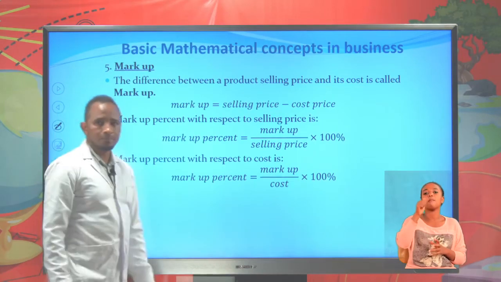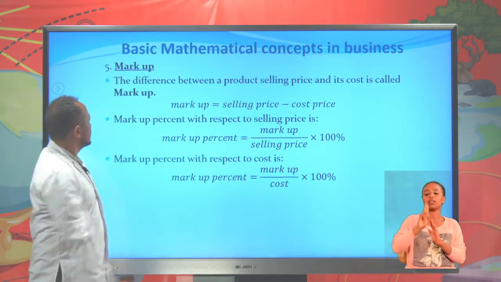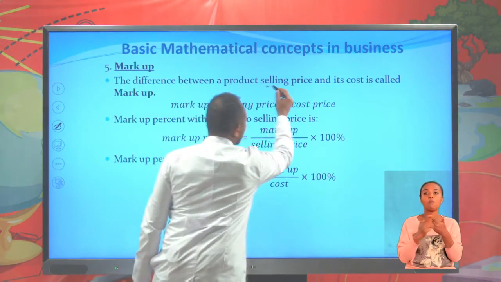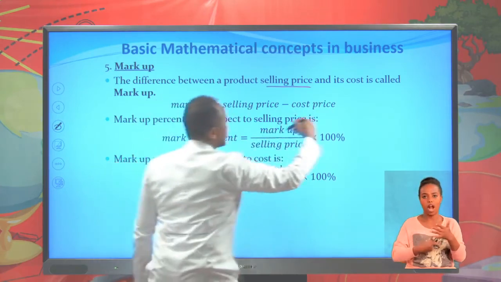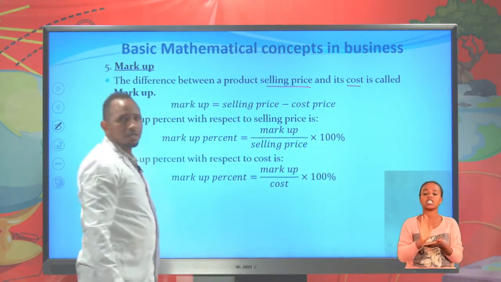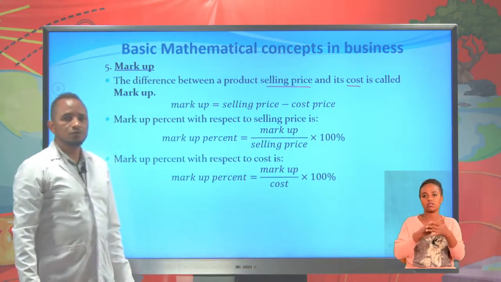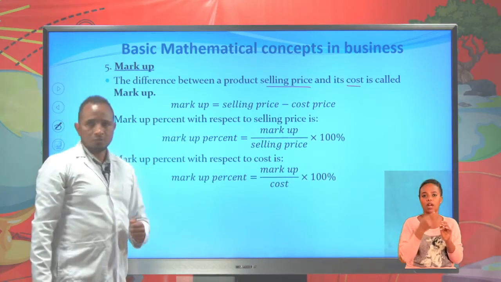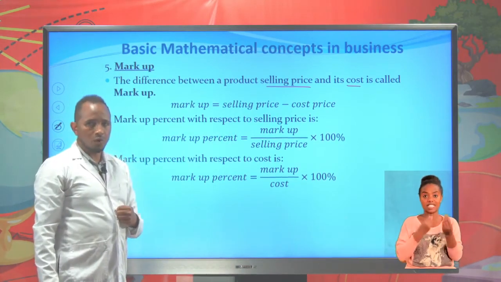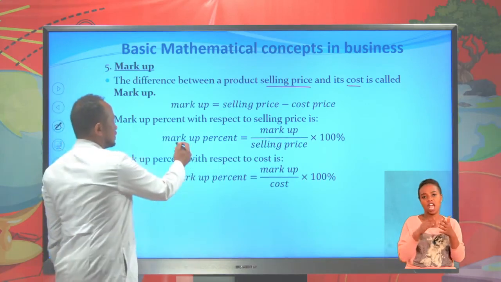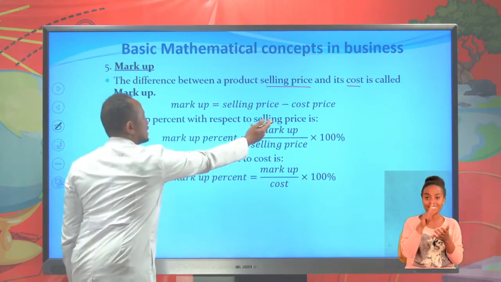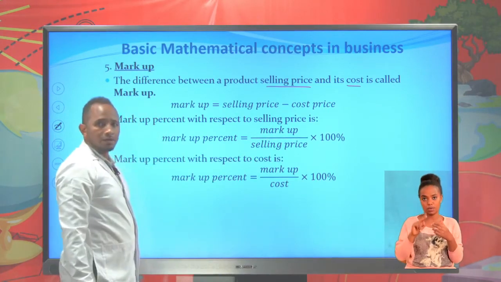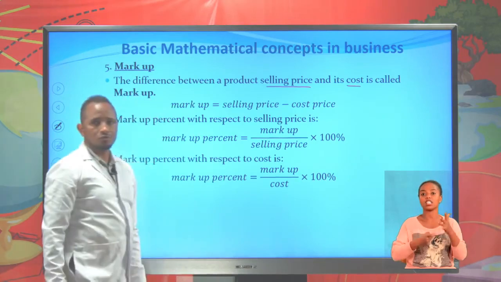Okay, now let's see this one, markup. Markup is the difference between a product's selling price and its cost price. The difference between selling price and cost price gives you markup. So we can calculate markup percent with respect to selling price and with respect to cost. If you are asked to calculate markup percent with respect to selling price, simply you divide the markup by selling price and you multiply it by 100% to convert into percent.